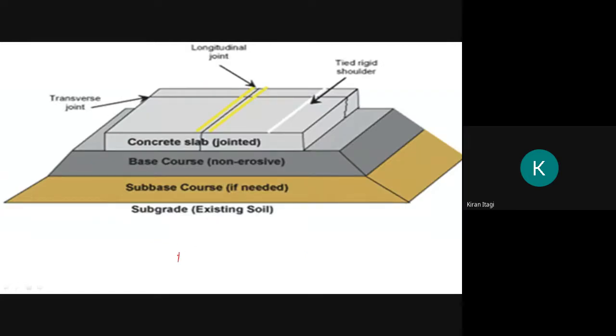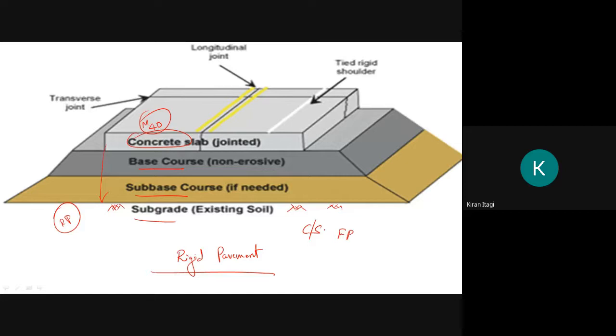Similarly, in rigid pavement, we have the hard strata, that is nothing but the subgrade. Then we have the sub base course, and directly the concrete slab of M40. So this is the cross section of the rigid pavement. The previous one, what you have seen, is the cross section of the flexible pavement.